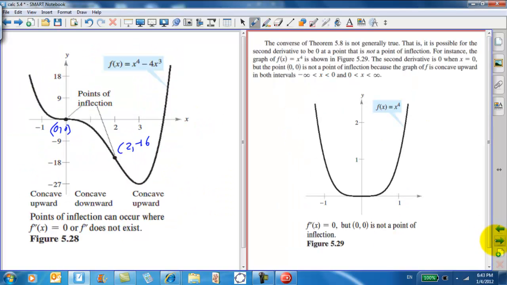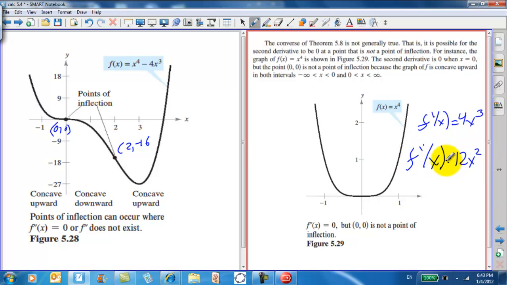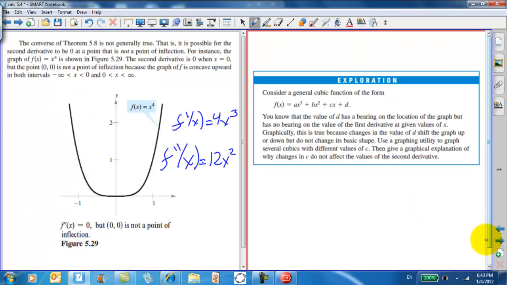Okay. The converse is not generally true. That is, it is possible for the second derivative to be 0 at a point where there's not an inflection point. For instance, the graph of this. See, because we're not having a change in concavity here. You look at the first derivative of x to the fourth, you get 4x cubed. You look at the second derivative, and you get 12x squared. The second derivative is definitely 0 at x equals 0. But the second derivative stays positive on either side of that candidate. So therefore it stays concave up on either side, so you don't have an inflection point. So that's why it's important to check.